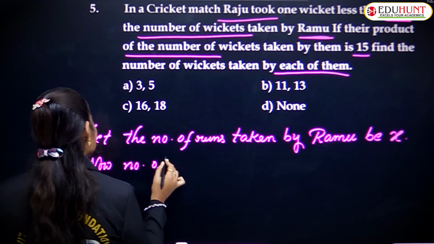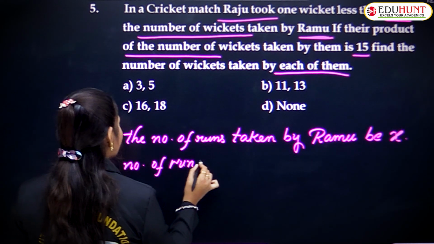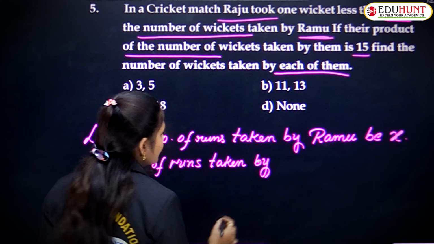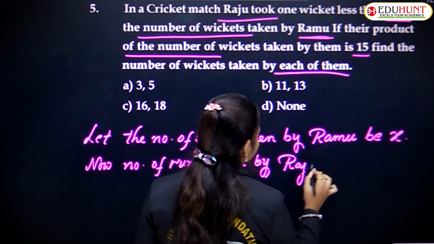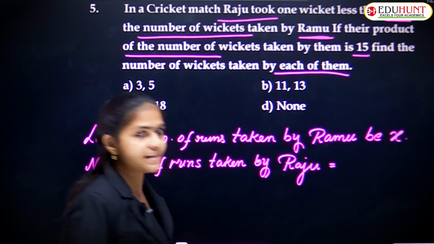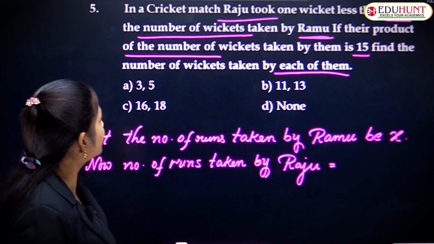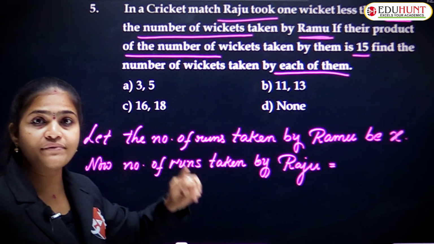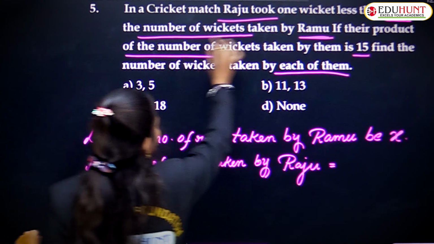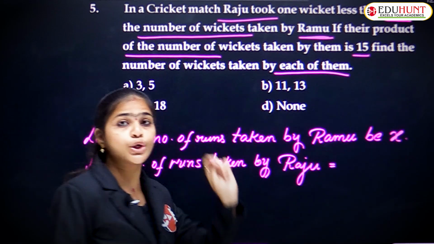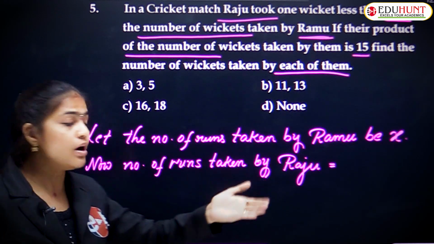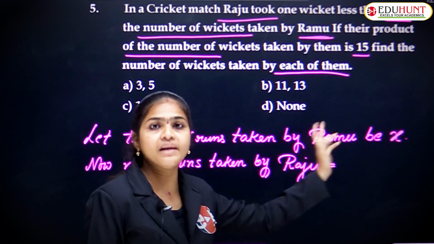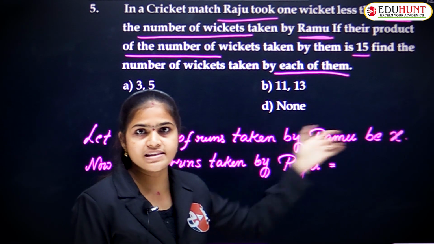Now the number of runs taken by the other person, who is he? He is Raju. So here the comparison is given, so read the question carefully. What is that? Raju took 1 wicket less than twice the number of runs taken by Ramu, twice the number of runs. So how many runs did Ramu take? That is x number of runs.